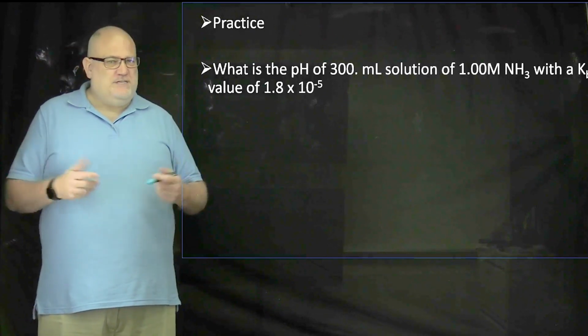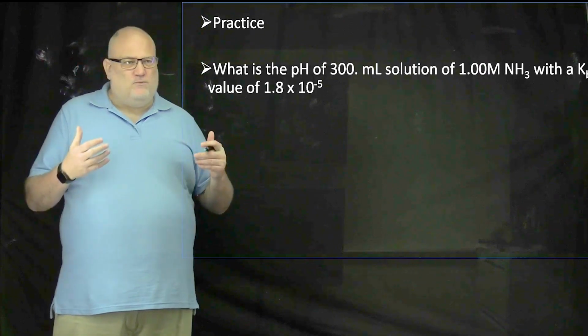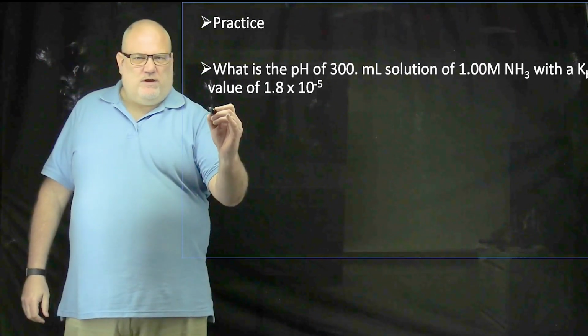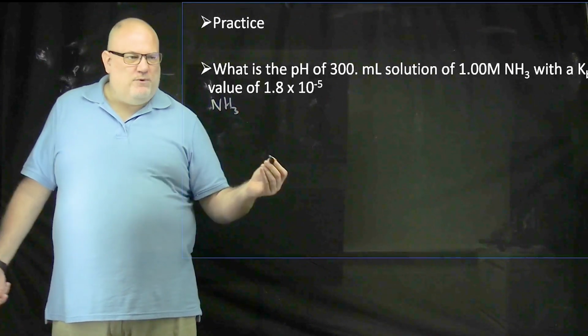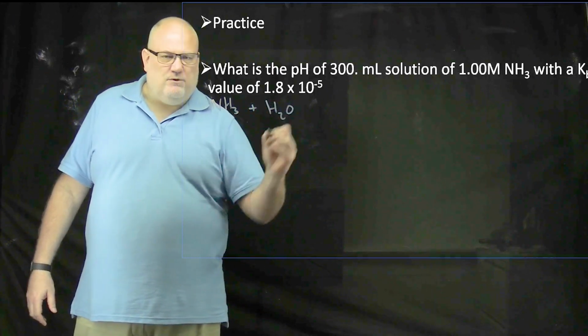So let's do this here, but the biggest thing I want to start you off with here is that we need to write what the equation is that we're going to be working with. Now, we have NH3, right? That's what we're working with. And our NH3, what do we do with it? Well, we throw it into water. So we take NH3 and we throw it into H2O, right?